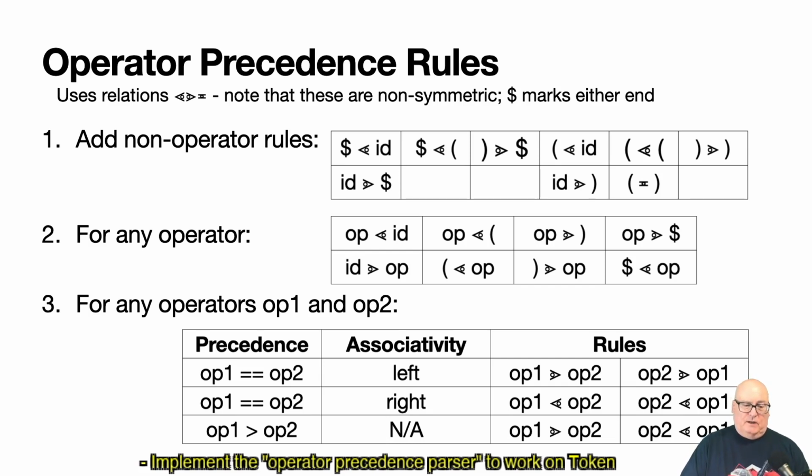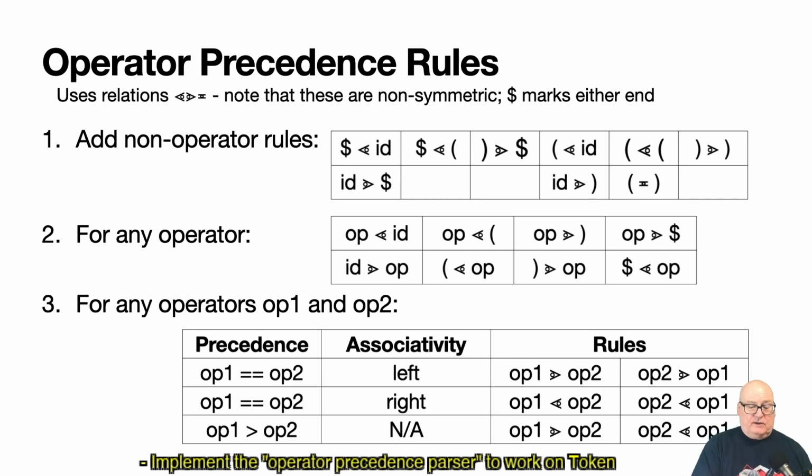And the way you do it, you define these relationships between operators. So think about evaluating 3 plus 4 times 5. You want to do the multiplication first, and that's what this is a generalization of. So we have this notion of rules that aren't for the operators, like $ is the end of file, either end, identifier, parentheses, looks like that's it. And then when you have a new operator, you define these rules, how it relates to all those existing things.